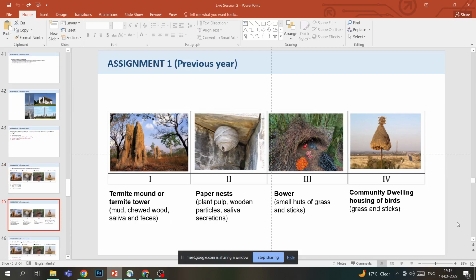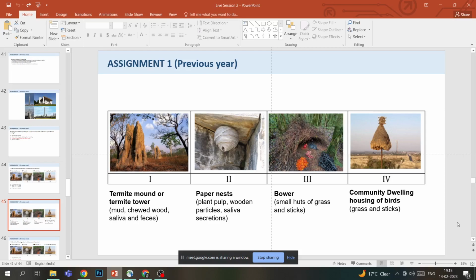So the first structure that we see here is actually a termite mound. It is called a termite mound or a termite tower. It is built by termites, and the material that they use is mud, chewed wood, their own saliva, and their own feces. Next, what we see in the image are called paper nests. They are made with plant pulp, wooden particles, and saliva secretions. They are made by wasps.